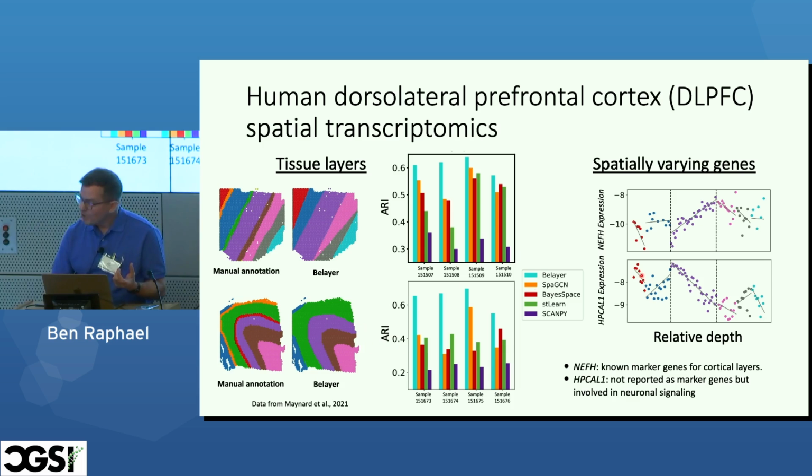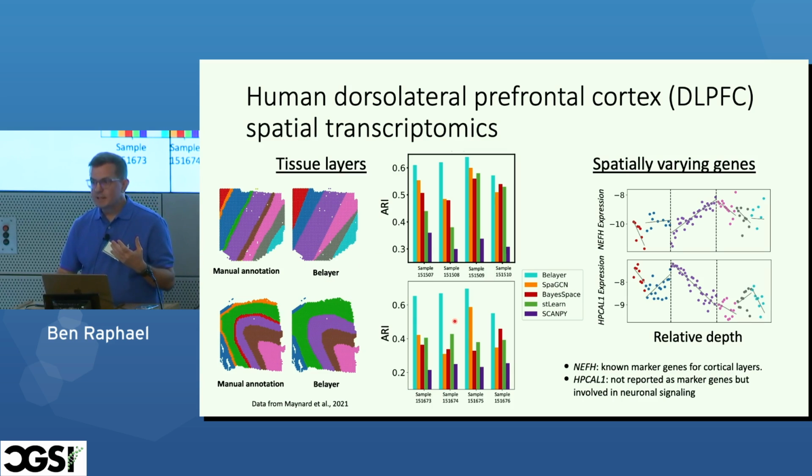And what we can also do is get these gradients of expression, something that these other methods don't often produce. So we can see known marker genes for certain layers, and in some cases novel candidates for marker genes, that have increasing or decreasing expression as a function of their coordinate inside that layer. Okay? So we have a number of such interesting cases, and there's a lot more in the paper. This is published work, so you can go look at the paper.